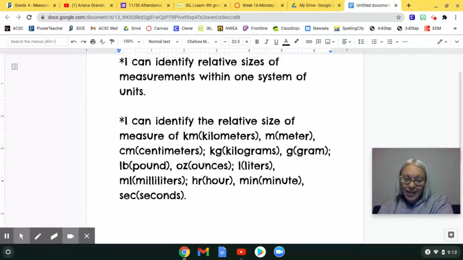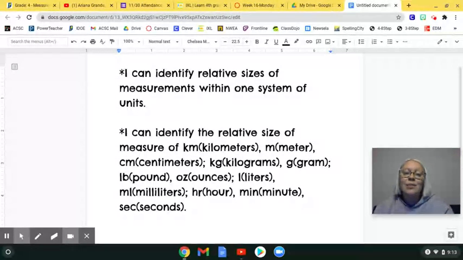Perfect. Great job. So these are the two I can statements that you'll be focusing on this week, and we'll be learning lots of different ways to learn how to measure things. And we're going to be learning about different units and about different ways that we can measure things.